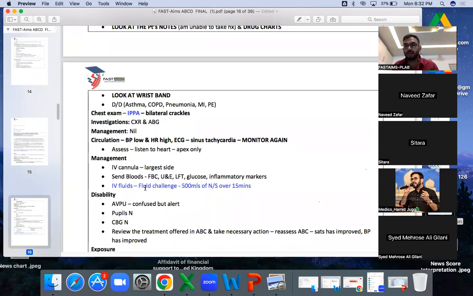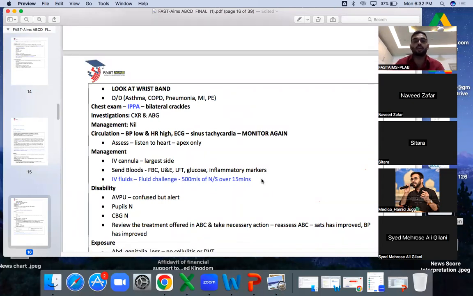Okay? I hope I have made this very clear to you, because this is the thing they want to check in you. Do you know about this management or not? Nothing else. What investigations are you going to send along with it? From the IV cannulation, I'm going to send baseline tests like FBC, urea and electrolytes, glucose, and inflammatory markers, which are quite important here. You need to ask for inflammatory markers and lactate level. Never forget to say lactate level here, because this is part of the sepsis screen. What is the sepsis screen? We are going to talk about it.